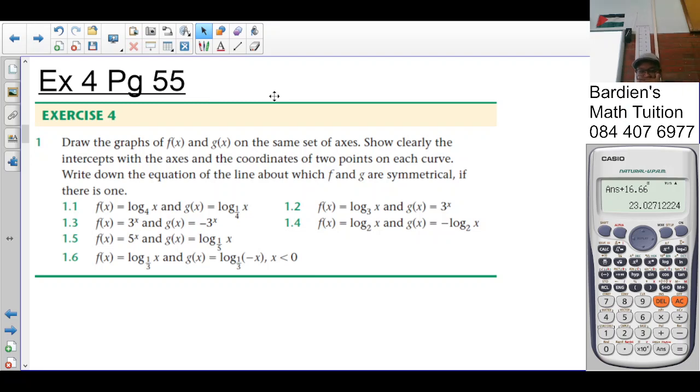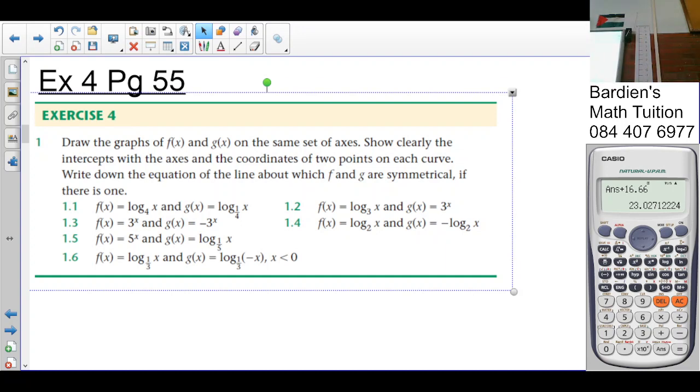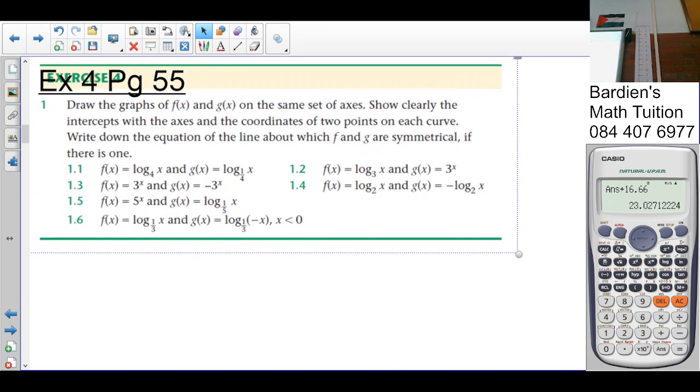Alright, exercise 4 on page 55. I'm going to do the odd numbers for you. Okay? So we are told to draw the graphs of f of x and g of x on the same system of axes. Show clearly the intercepts or the axis and the coordinates of 2 points on each curve. Write down the equation of the line about which f and g are symmetrical if there is one.